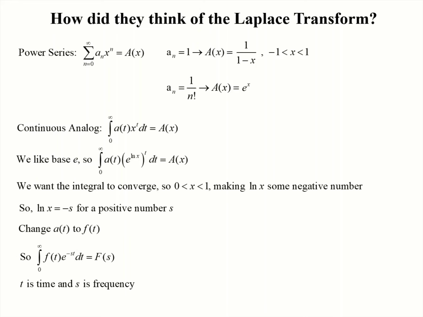A transform actually changes variables. So when you do the Laplace transform, you go from the world of t to the world of s. An operator, which is different than a transform, does not change variables. So when we had those derivative operators like D squared or D, we did not change variables. Well, that is how they thought of the Laplace transform.